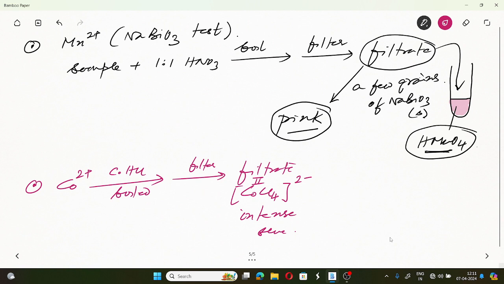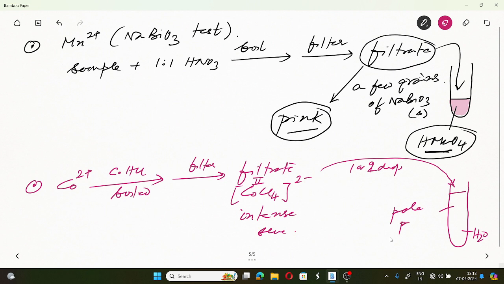Now what should be done? There are two things. Take a test tube filled with water and add one or two drops of this solution. What will happen? You will observe a pale pink color, because of the formation of hexa aqua cobalt 2 complex.